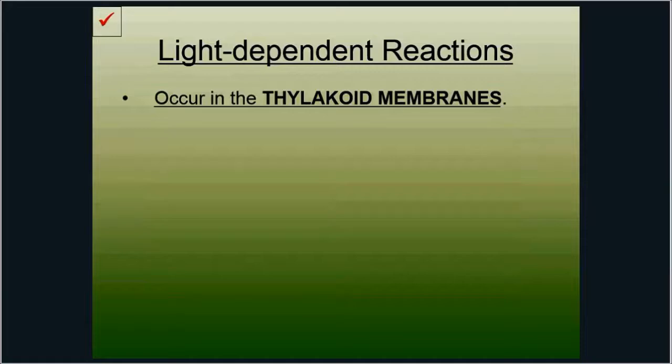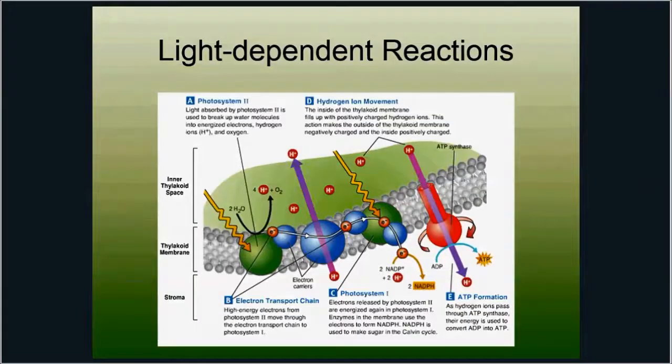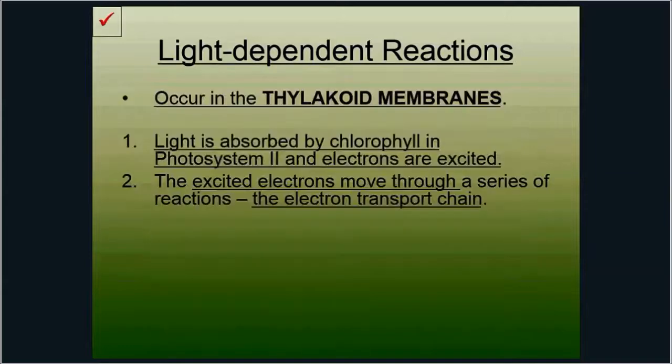The light-dependent reaction, or the first part, occurs in the thylakoid membrane. And if we remember what the thylakoid membrane looked like, that was those stacks that look like stacks of pancakes or stacks of coins inside the chloroplast membrane. You do have a picture of it in your notes.